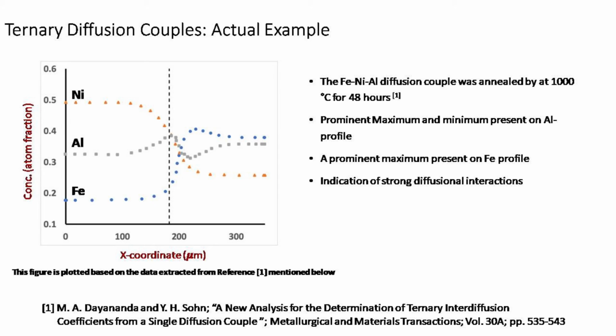And this was actually evidenced in terms of large values of cross interdiffusion coefficient in this system as reported in this reference. Particularly D nickel aluminum and D aluminum nickel here are very highly negative. So, they are negative and have large magnitudes.